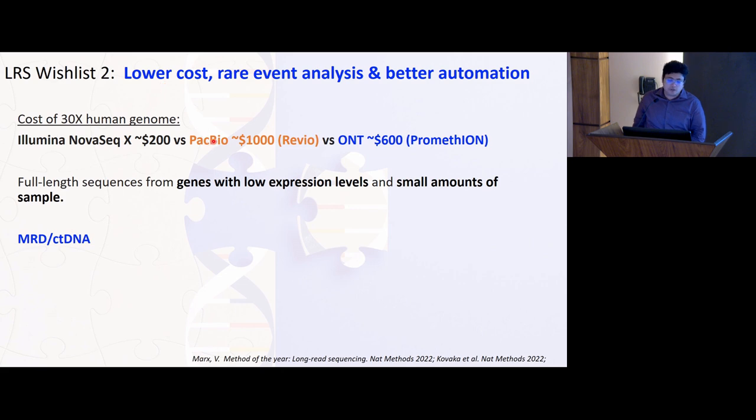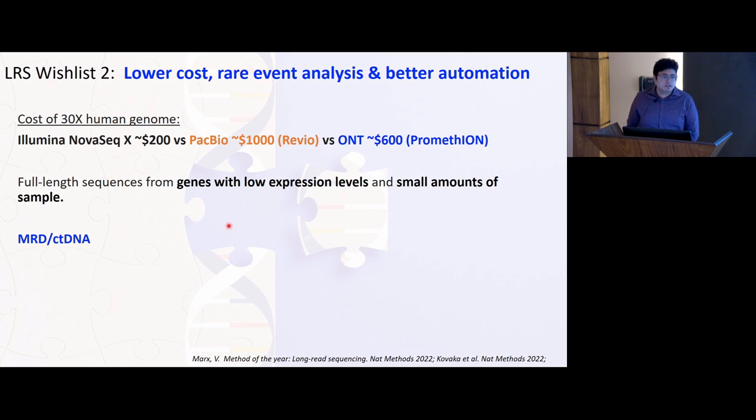Then the most important thing is we want the cost to come down. Theoretically, the cost of a 30x human genome is 5 times higher using Revio as compared to NovaSeq X, and 3 times higher using Promethion as compared to NovaSeq X. As the cost comes down, we'll be able to do more with low expression genes, small amounts of sample, and rare event analysis like MRD and ctDNA. This field is still to be explored using long read, although some circulating tumor DNA papers have started coming. But as the cost comes down, this will open up.